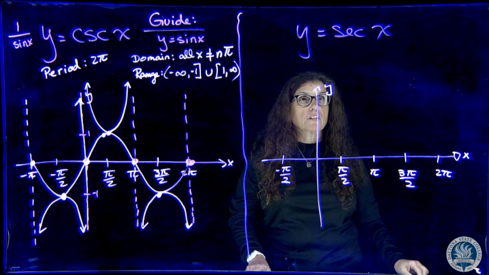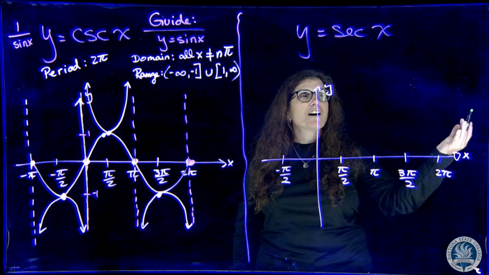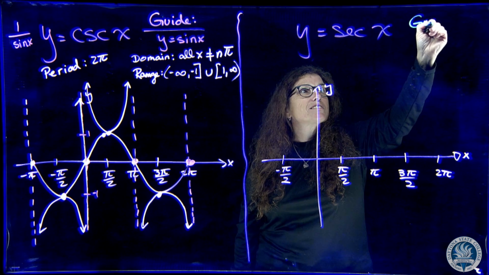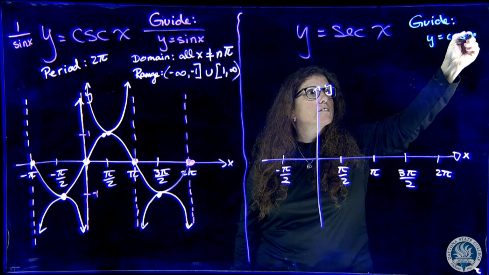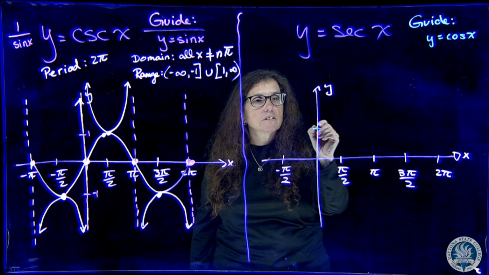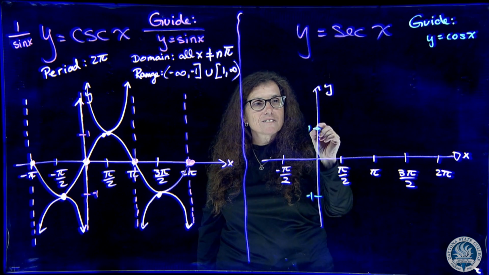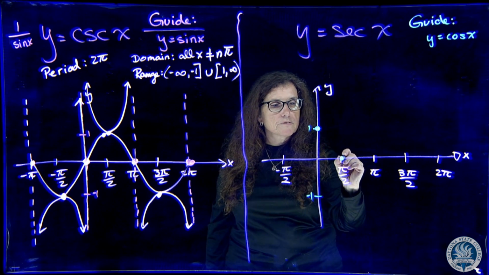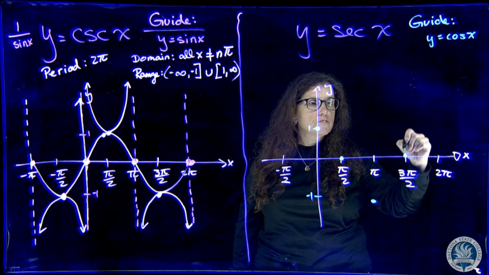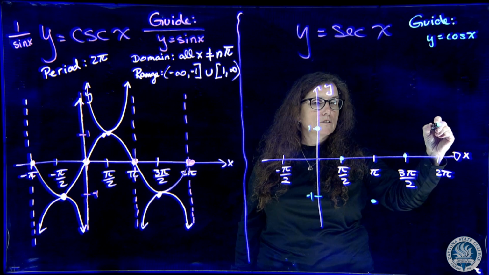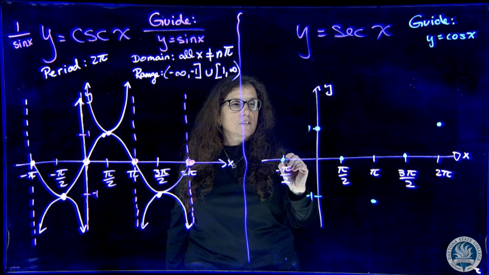Now let's take a look at a secant function, very similar. Instead, now our guide function is the cosine. So y equals cosine of x. How does a cosine look? Do you remember? Cosine starts with 1, then we go through 0, then we go to -1, go back up to 0, and then to 1. Of course, we can do the same here on the other side.